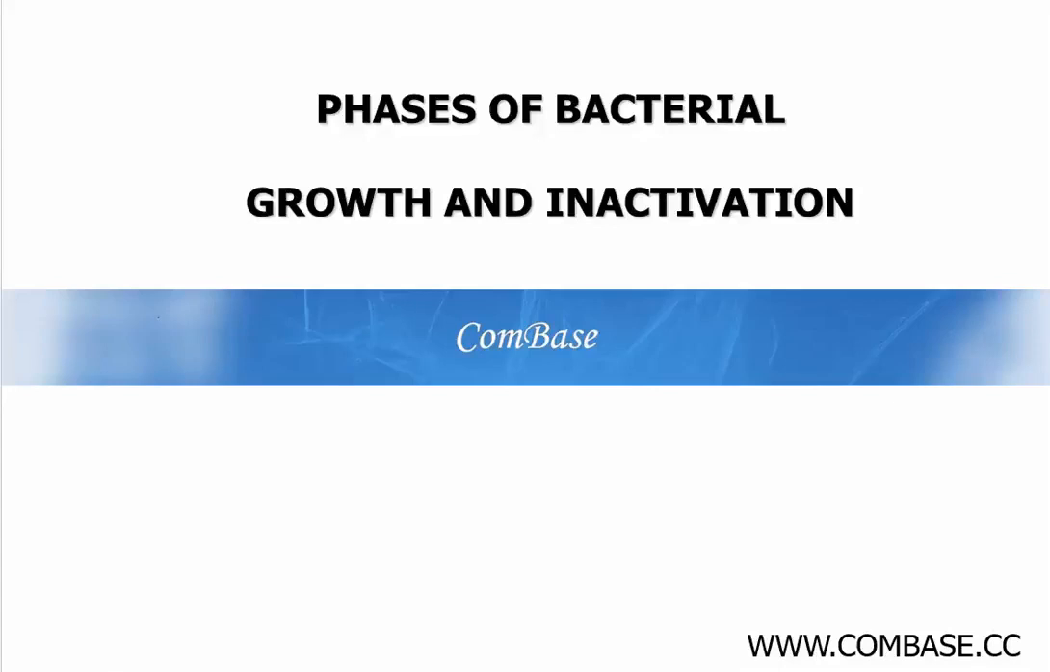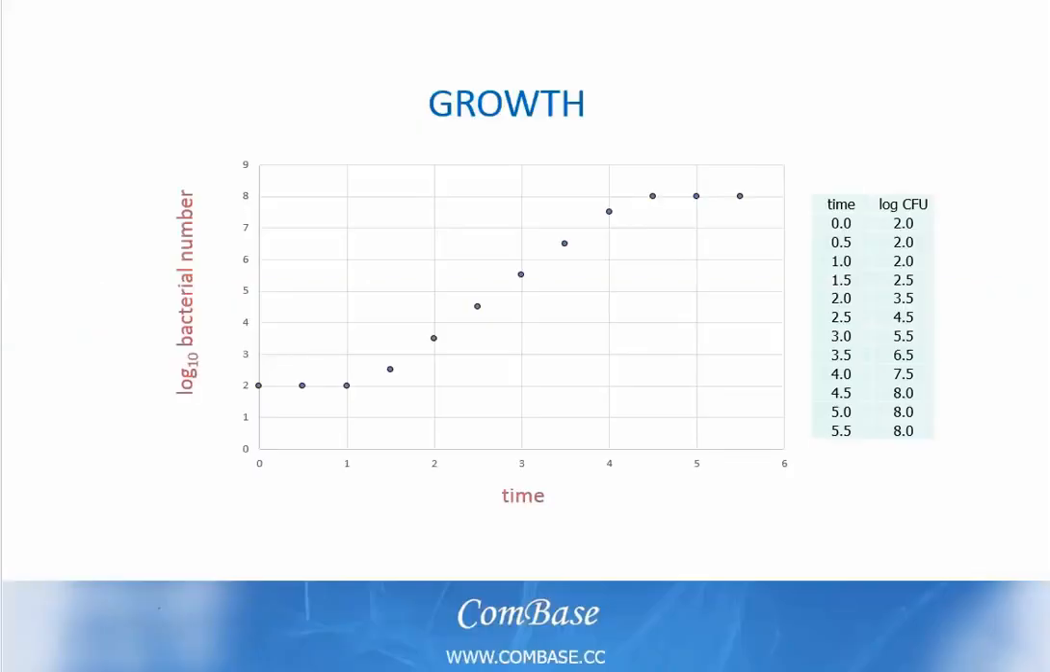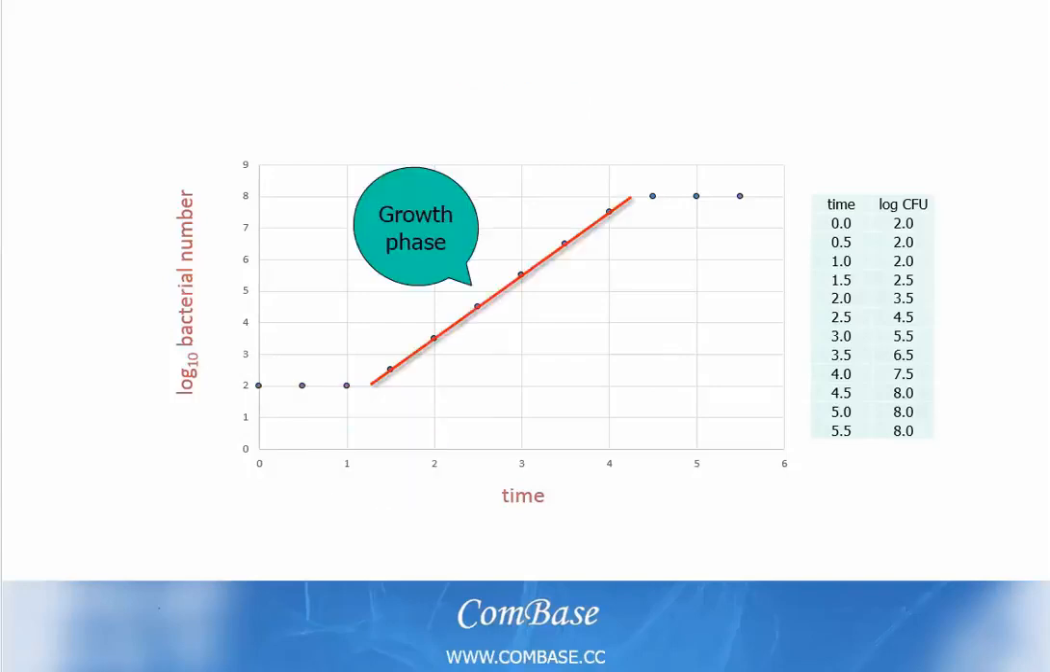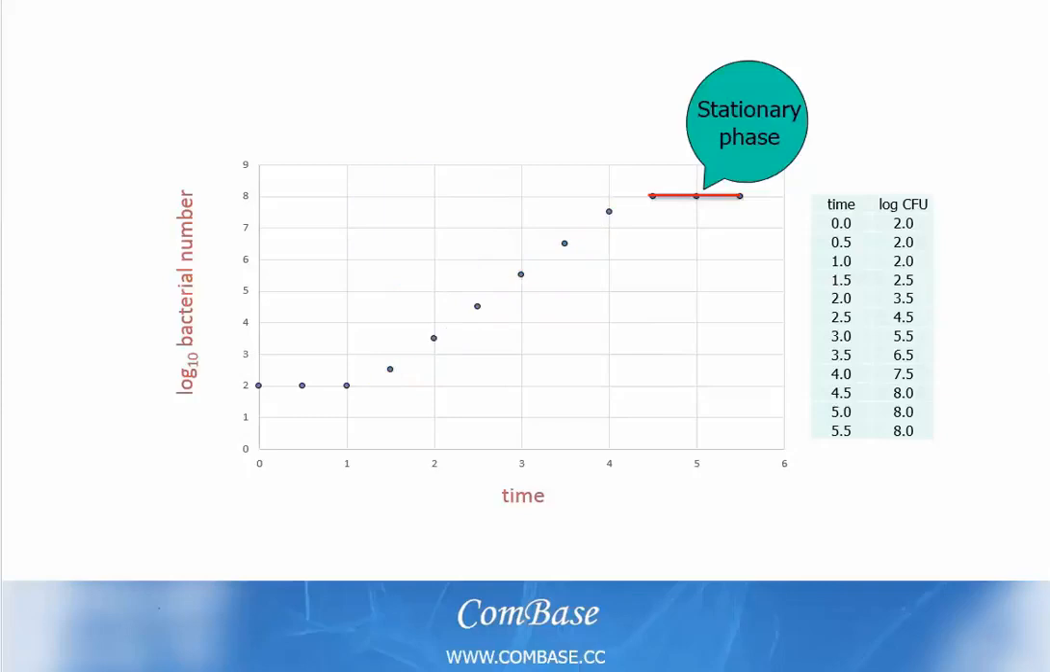This video explains the different phases of bacterial growth and inactivation. In cases of bacterial growth, we typically see three phases: the lag phase, the growth phase, and the stationary phase, which is sometimes referred to as the maximum population density, or MPD.